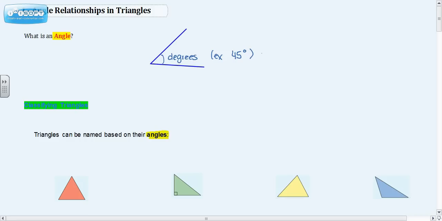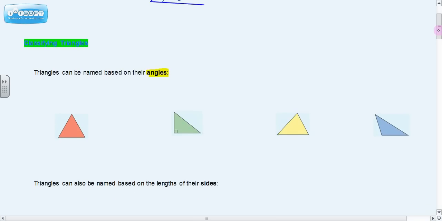We can use angles to classify triangles. Triangles can be named based on their angles. So in the first triangle here, all of these angles are the same. Therefore, we call this triangle an equilateral triangle.